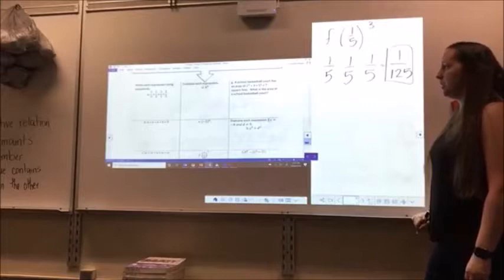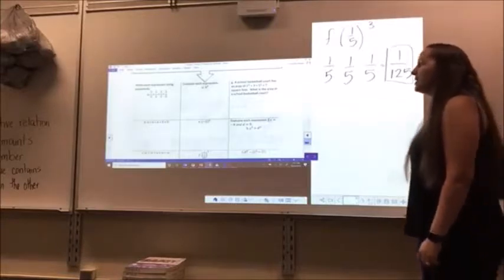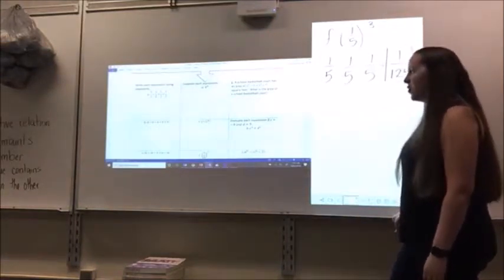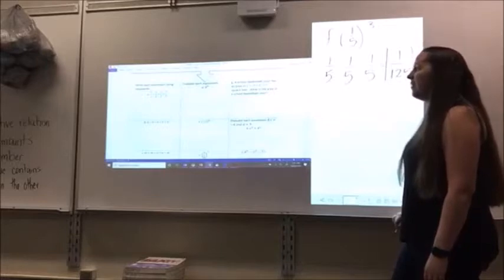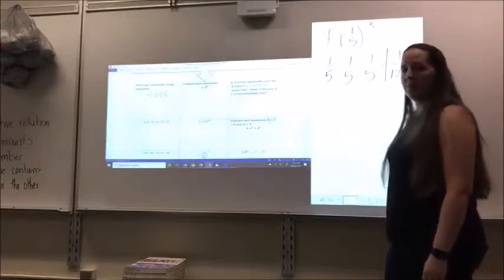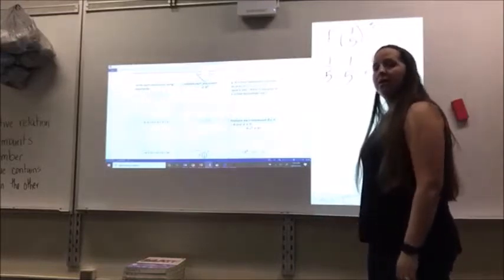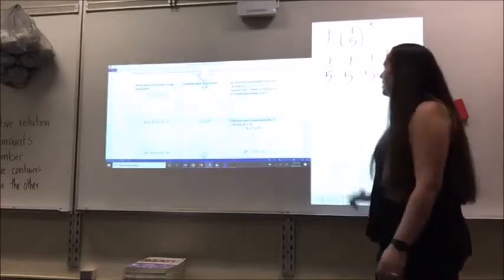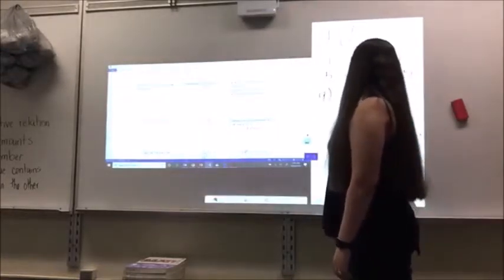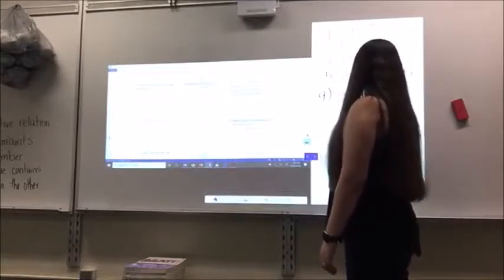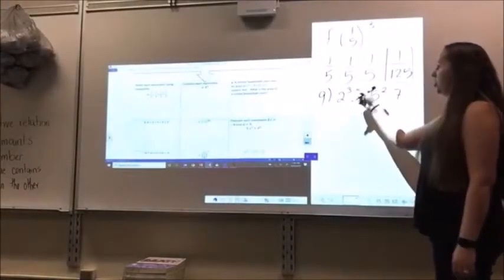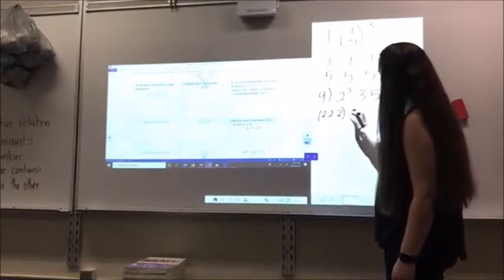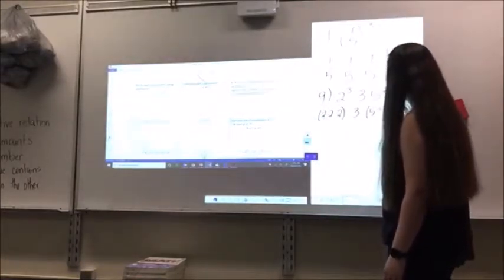All right, letter G says a school basketball court has an area of 2 cubed times 3 times 5 squared times 7 square feet. What is the area of a school basketball court? So area, remember we take the length times the width. Okay? So in this case, they've already given us what the area is. We just have to simplify it. So for letter G, I want to evaluate 2 cubed times 3 times 5 squared times 7. 2 cubed is 2 times 2 times 2 times 3. 5 squared is 5 times 5 times 7.